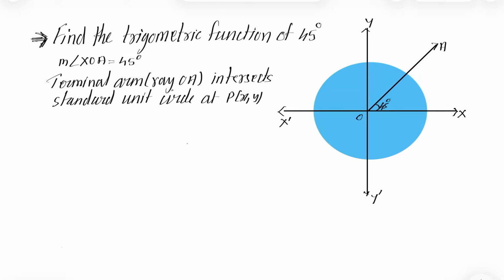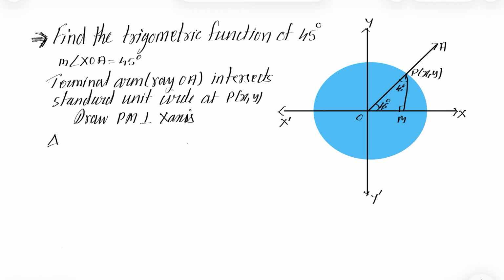Terminal ray OA intersects the standard unit circle at P(x, y). Now draw PM perpendicular to the x axis. यहाँ पे perpendicular draw करो PM. तो ये 45, 90 और ये बन जाएगा 45 डिग्री.